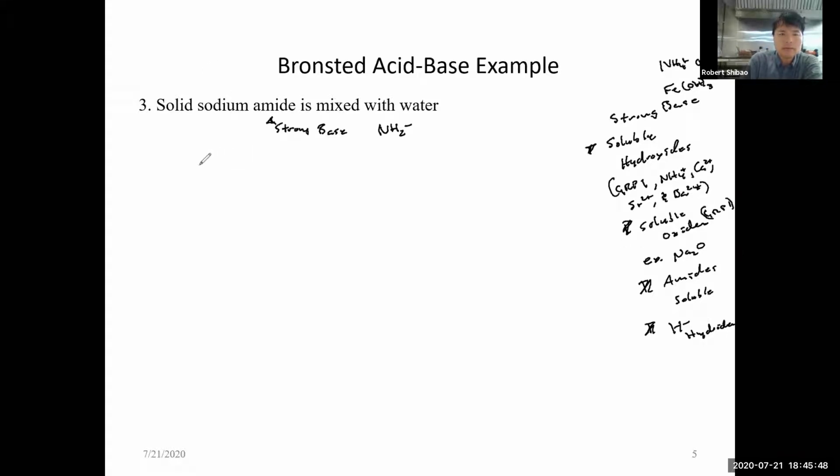So what we have is the sodium amide. Sodium is a +1, amide is a -1. So the formula for sodium amide is just NaNH2. And sodium amide is mixed with water, so there's also water present. And so what kind of reaction are we going to have here? If you recognize that amide is a strong base, then a Bronsted acid-base reaction is probably a good candidate. So let's try a Bronsted acid-base reaction in this particular case.